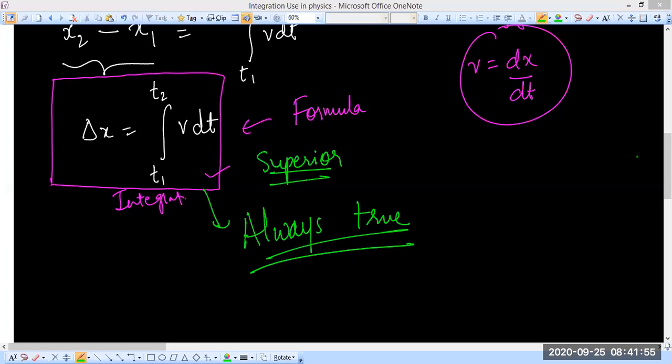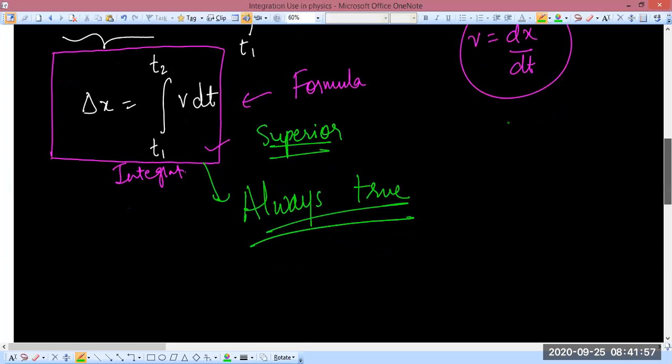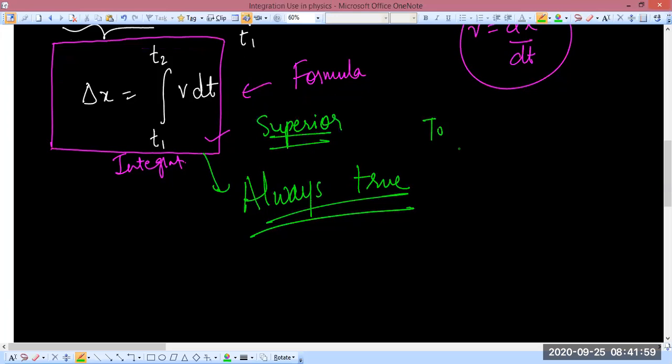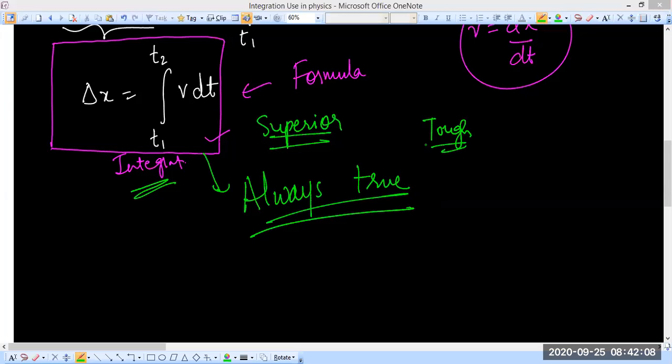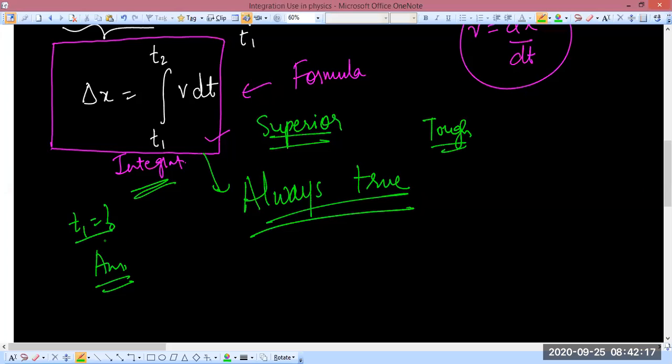Okay. But of course, you should understand that this is tough to use. Why? Because you have to do integration, right? Yes, Rahul, that's right. You can use it in any situation, and this formula will be correct. I'm not saying it will always give you the answer. Sometimes you don't know what T1 is, then what will you do? But this is like a rule of nature. This is always correct.